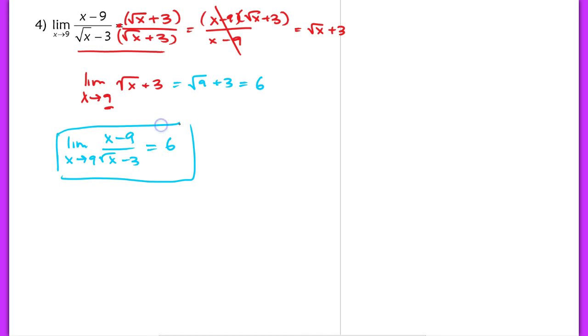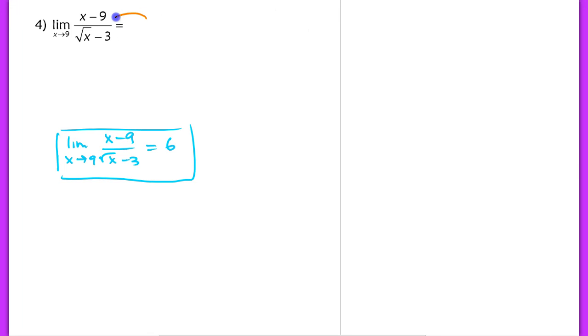Okay. Now there is an alternate way. Instead of multiplying by the conjugate, if we go back to that original function here, x minus 9 over root x minus 3, I'm going to try to factor the numerator. You might think, well, you can't factor x minus 9. However, I recognize, hey, root x minus 3 multiplied by root x plus 3 would create a difference of squares. It would just be root x squared, which is x, minus 3 squared, which is 9. So I just factored x minus 9 into root x minus 3 times root x plus 3.